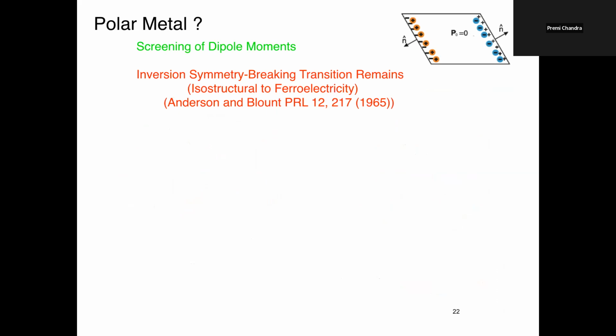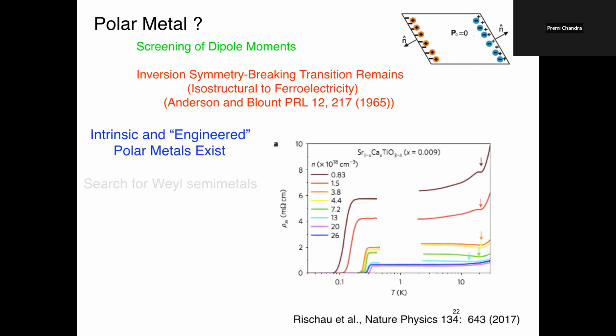Well, you're going to get screening, so you obviously won't get a macroscopic dipole moment. You might get a local dipole moment. But you can get an inversion symmetry transition that's isostructural to ferroelectricity. You'll have a polar axis, you just won't have a macroscopic dipole. And it turns out that intrinsic and engineered polar materials do in fact show this.